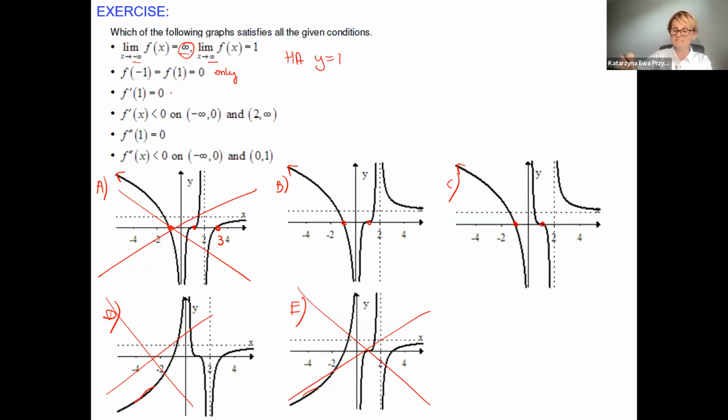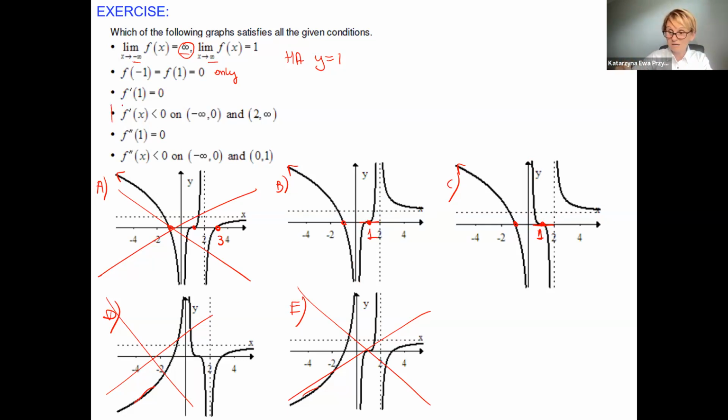Derivative at 1 is 0. Looks like, yes, at 1 we do have a horizontal tangent. That means both of them satisfy this. Now, what's the difference between B and C, actually? Between 0 and 2, B is increasing, C is decreasing. Let's check this out, and then we are done.